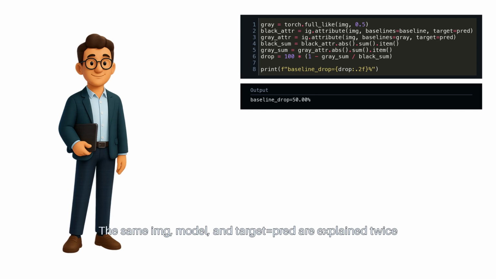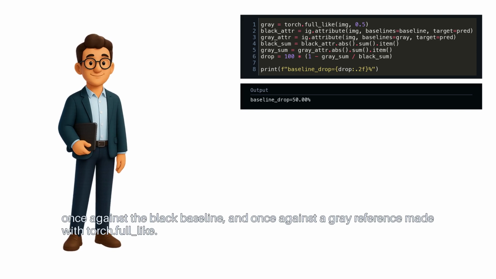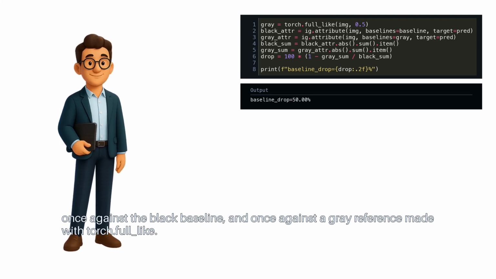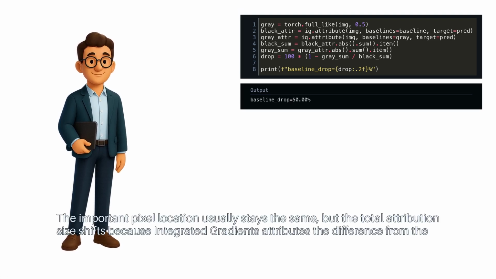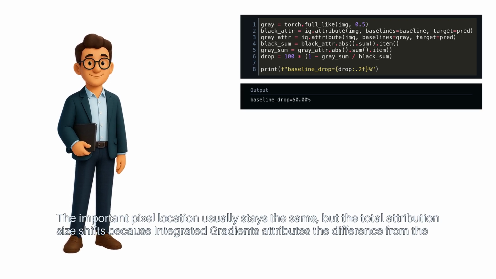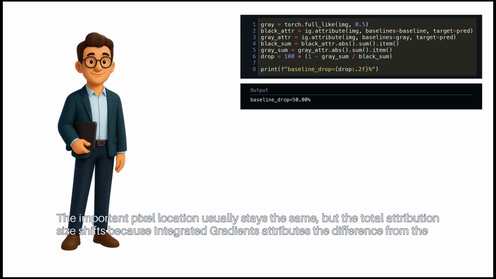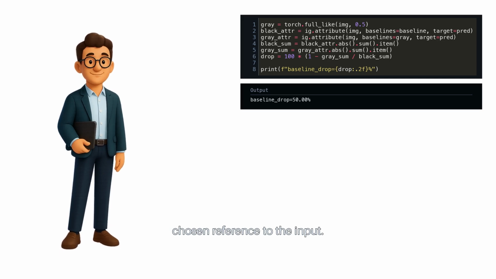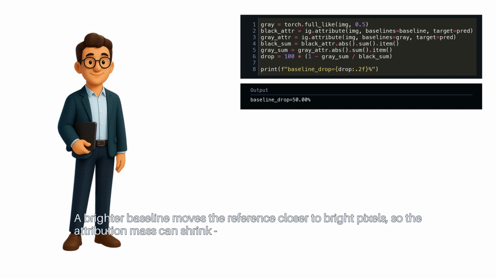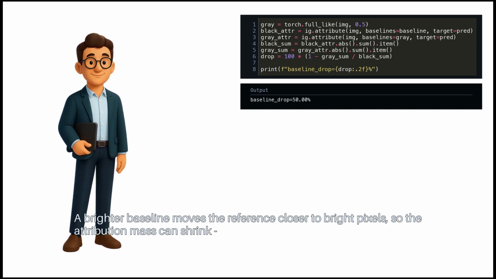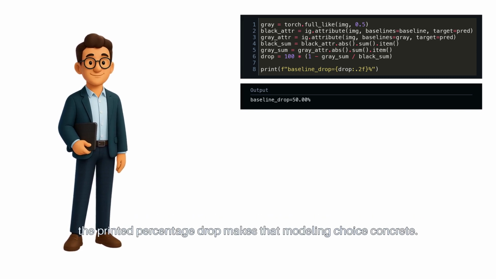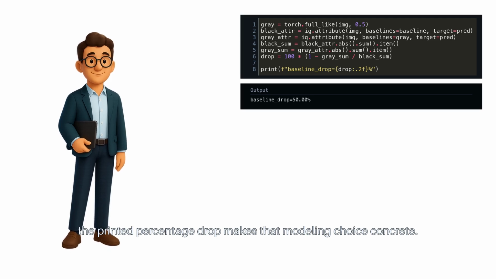The same img, model, and target pred are explained twice, once against the black baseline and once against a gray reference made with torch.full_like. The important pixel location usually stays the same, but the total attribution size shifts because integrated gradients attributes the difference from the chosen reference to the input. A brighter baseline moves the reference closer to bright pixels, so the attribution mask can shrink. The printed percentage drop makes that modeling choice concrete.